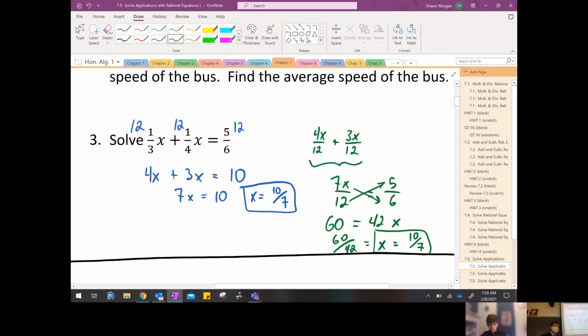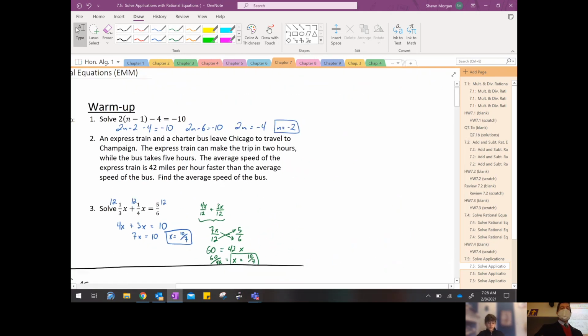Anyway, I recommend doing it the blue way. The blue way is a little bit more efficient, especially when you start having some polynomial denominators. And we saw that a lot in the last section. So as far as warm-up goes, we had an easy linear equation. We had a rational equation with fractions, right?